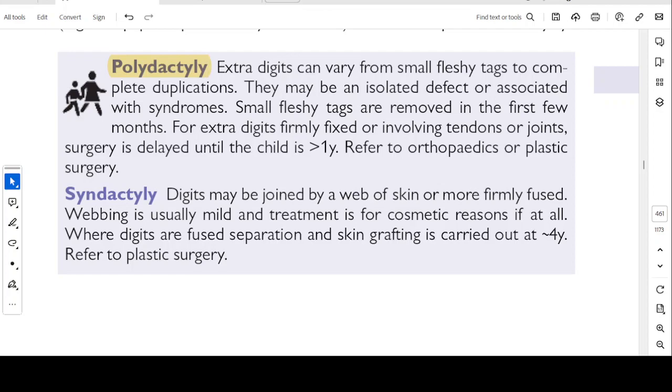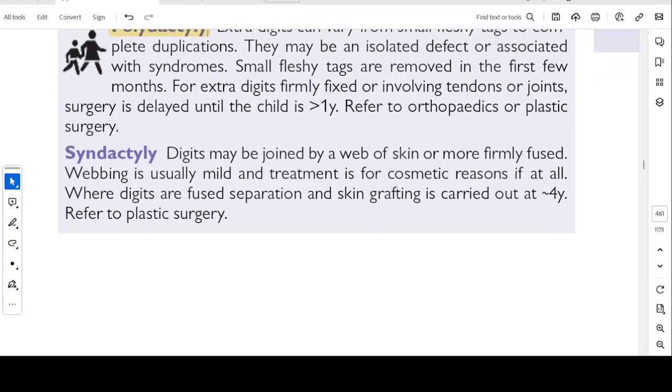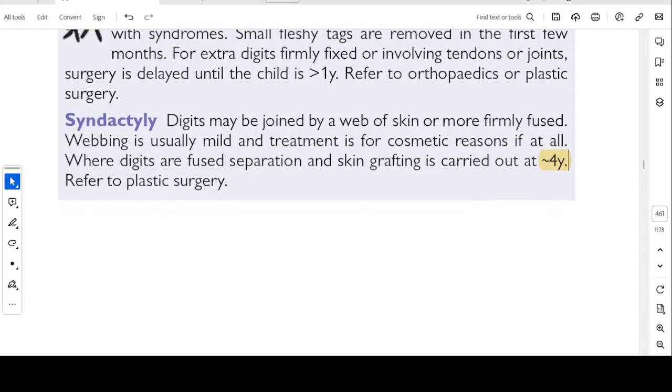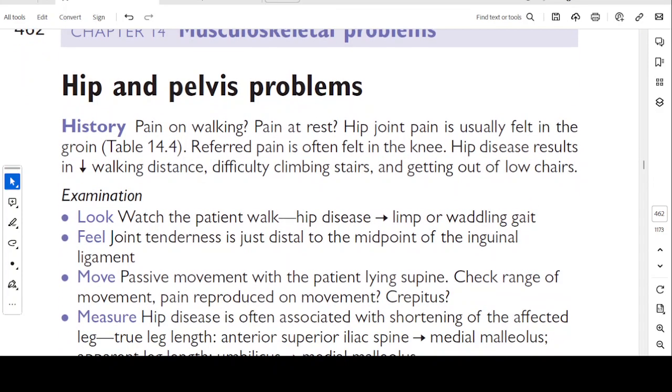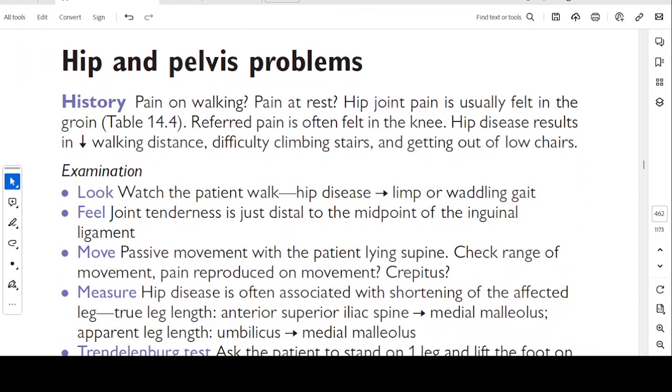Syndactyly. Digits may be joined by a web of skin or more firmly fused. Webbing is usually mild and treatment is for cosmetic reasons, if at all. Where the digits are fused, separation and skin grafting is carried out at about 4 years of age. Refer for plastic surgery.